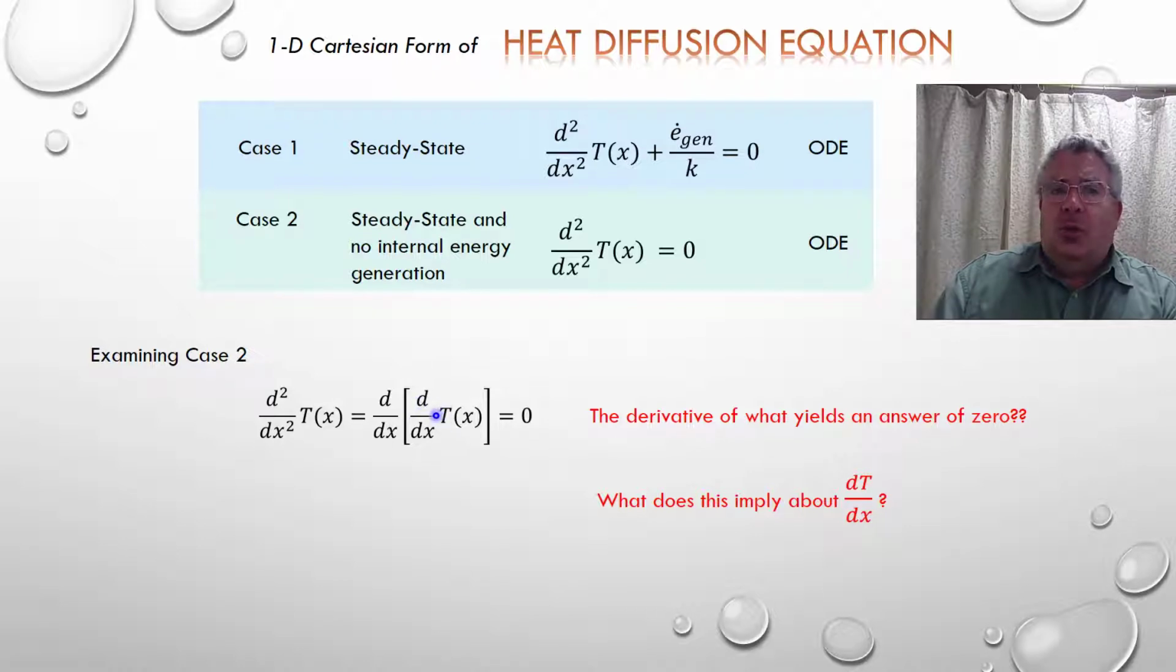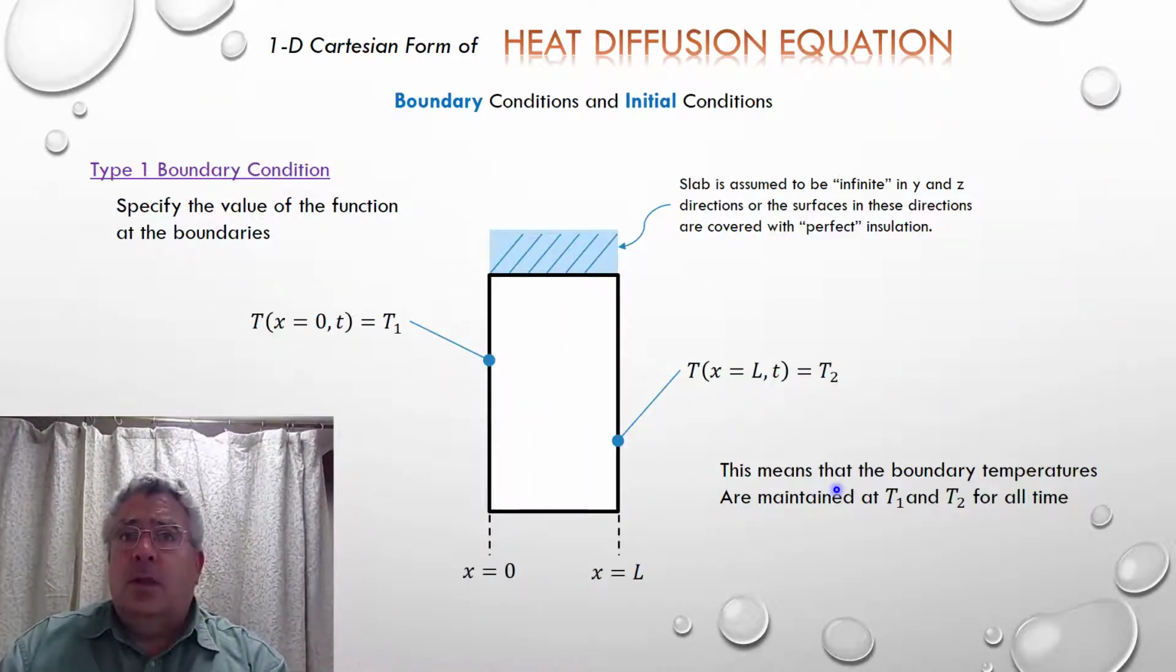So what we're saying here is that the derivative of some quantity is going to equal 0. So the derivative of what yields an answer of 0? Well, the derivative of a constant is equal to 0. So that tells us that dT/dx, the derivative of T with respect to x, is a constant. And this, ladies and gentlemen, is a straight line. dT/dx equaling a constant means that the slope is constant. We'll come back to that in a second, but let's go ahead and talk about the boundary conditions that we're going to apply to it.